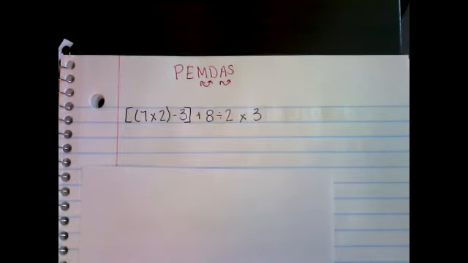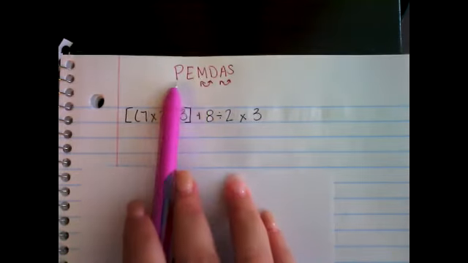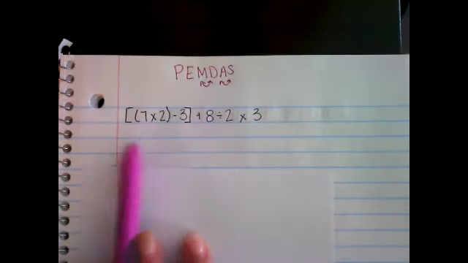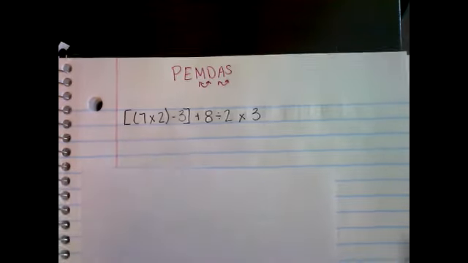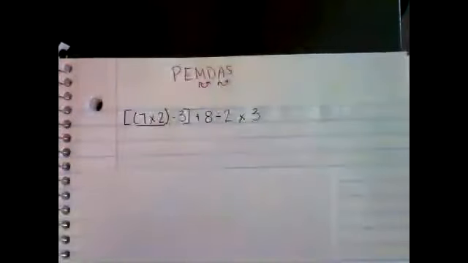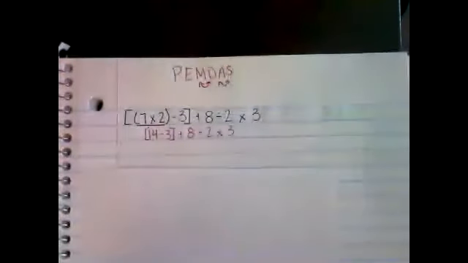Let's look at this first one. My first thing I want to do is go ahead and do my parentheses first. But I have brackets and parentheses. So the first thing I want to do is go ahead and do the parentheses that are inside. So 7 times 2 is going to give me 14. And then I'm going to go ahead and bring the rest of my expression down here because I haven't solved that yet.